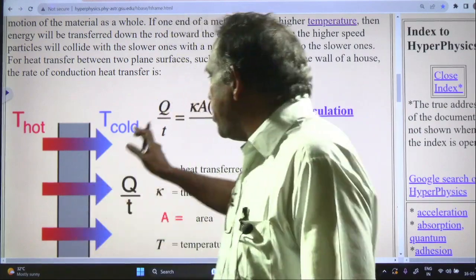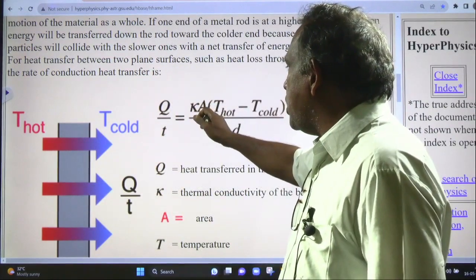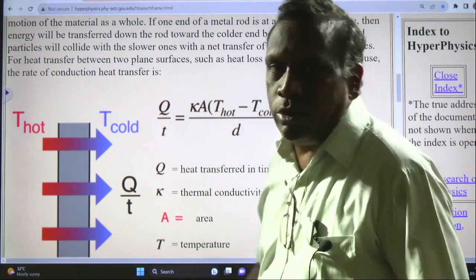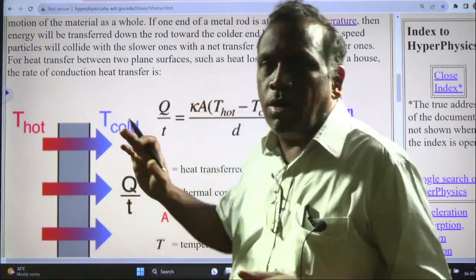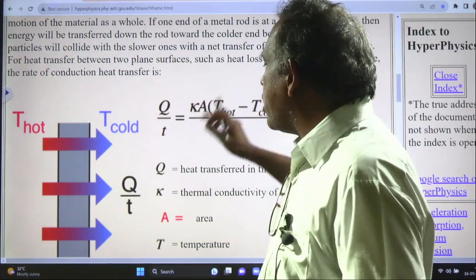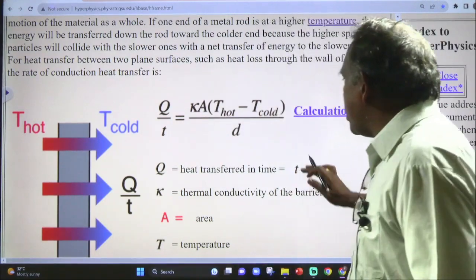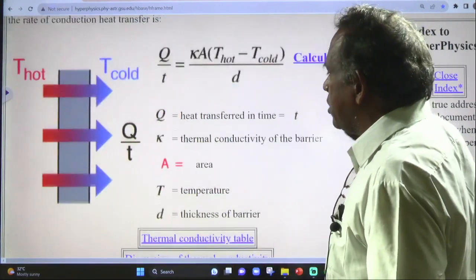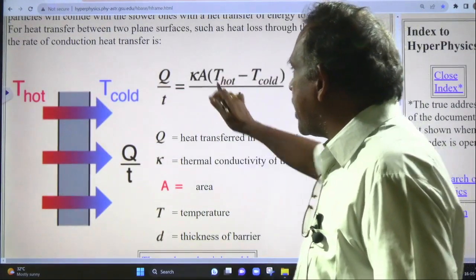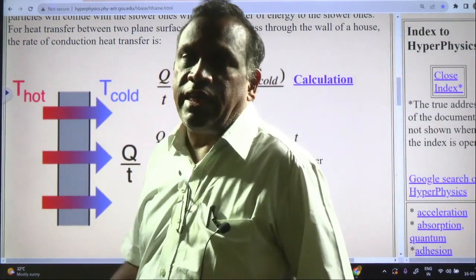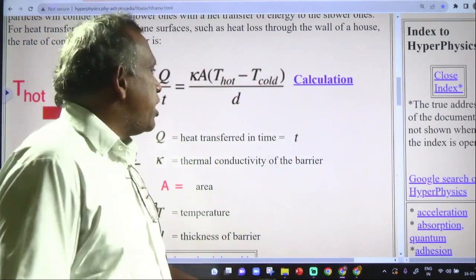So if you simplify this, Q by T is equal to K into A into (T hot minus T cold) divided by the length, where T hot is the body at higher temperature and T cold is the body at lower temperature. Then the heat transfer calculations can be done. Here K is called thermal conductivity.